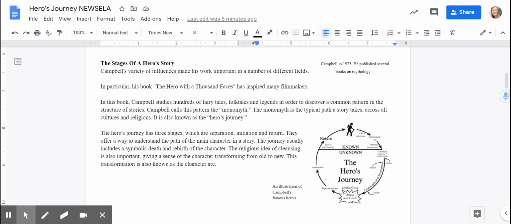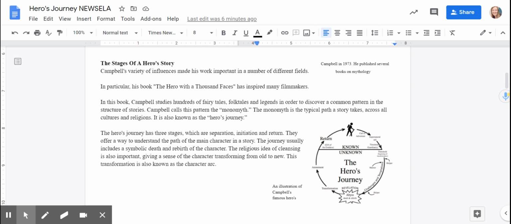In this book, Campbell studies hundreds of fairy tales, folk tales, and legends in order to discover a common pattern in the structure of stories. Campbell calls this pattern the monomyth. The monomyth is the typical path a story takes across all cultures and religions. It is also known as the hero's journey. The hero's journey has three stages, which are separation, initiation, and return. They offer a way to understand the path of the main character in a story.